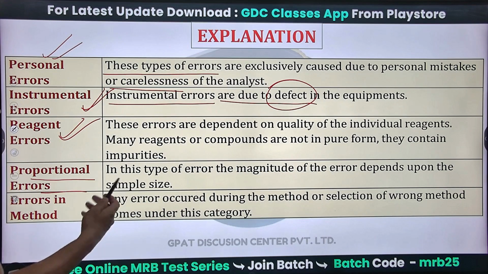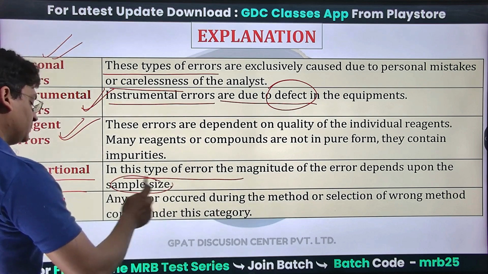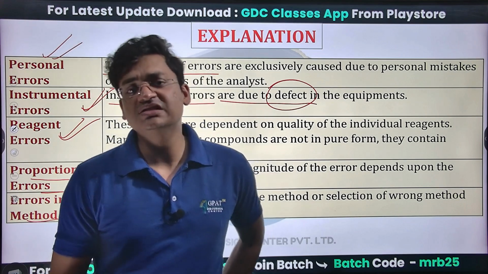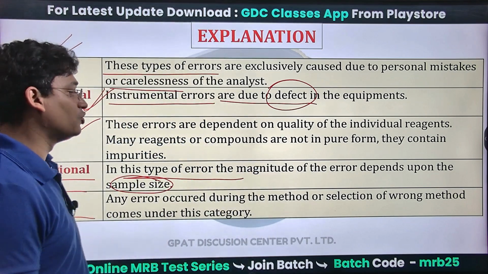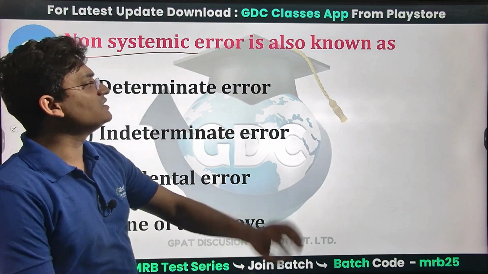Proportional errors are additive types of errors. In this type of error, the magnitude of the error depends upon the sample size. Errors in method: if you are not properly following the methodology, these kinds of errors may cause methodology errors, or errors in method. Now the next question: non-systematic errors are also known as.